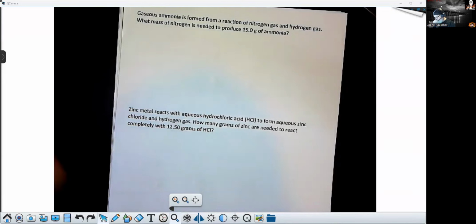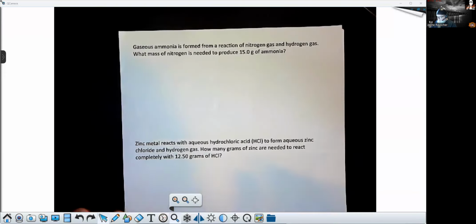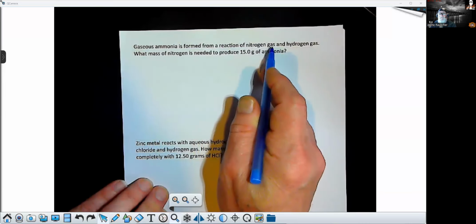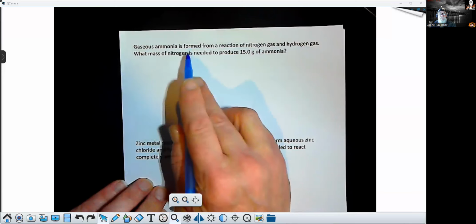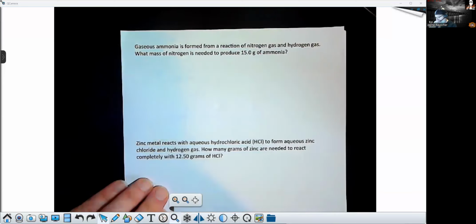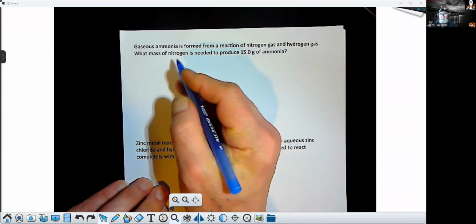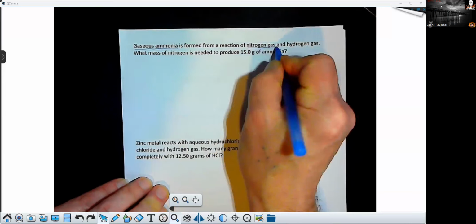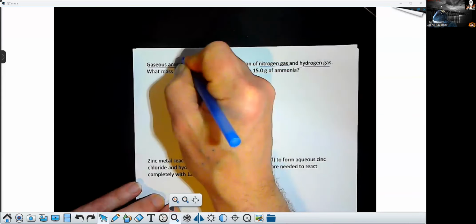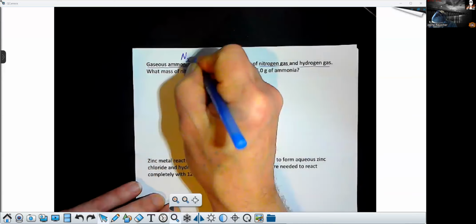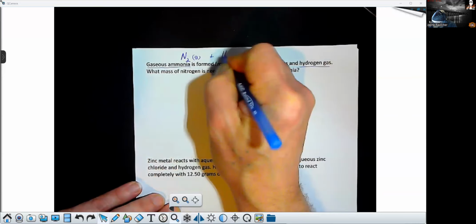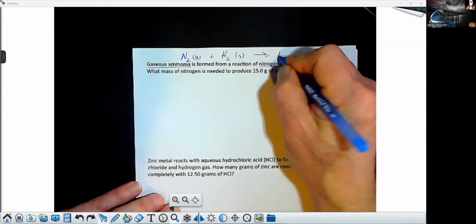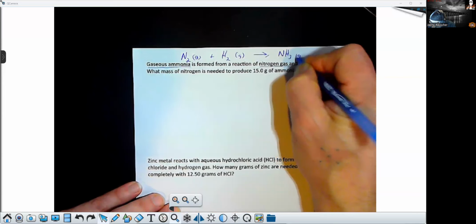Let's go ahead and do another one here. Okay, so gaseous ammonia is formed from a reaction of nitrogen gas and hydrogen gas. What mass of nitrogen is needed to produce 15 grams of ammonia? All right. Well, what we have here is that gaseous ammonia is formed from the reaction of nitrogen gas and hydrogen gas. So we have nitrogen gas. Remember, that's a diatomic gas plus hydrogen gas, H2, also a diatomic gas, form ammonia, which has the chemical formula NH3, and that is also a gas.